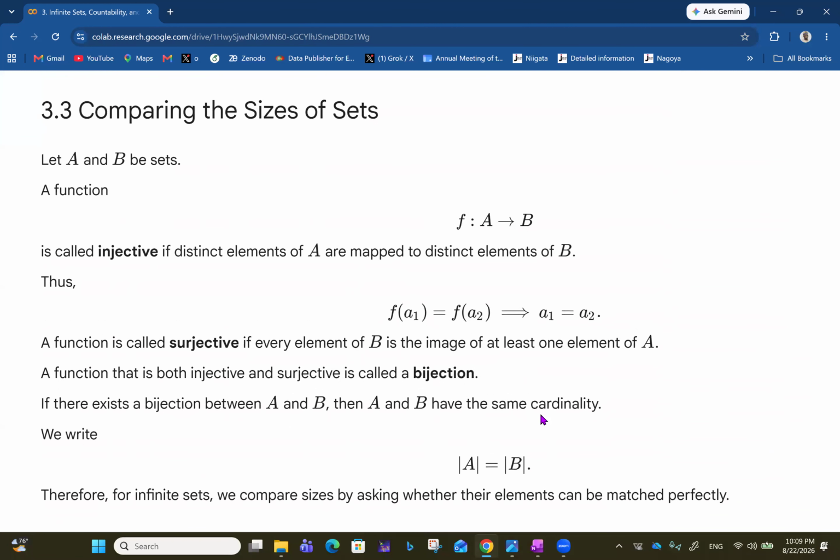Let A and B be sets. A function f which maps A to B is injective if distinct elements of A are mapped to distinct elements of B.